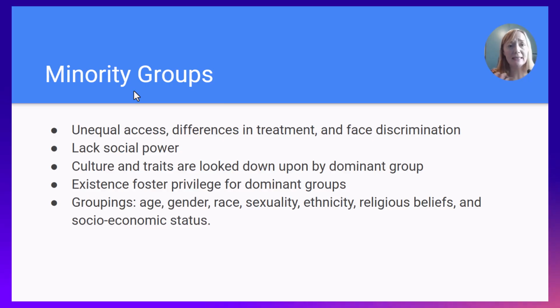And the existence of these minority groups is what fosters privilege, right? The idea that if you can oppress certain groups, then you can provide privilege to others. And just to keep in mind, to be a minority, it doesn't have to be by race. It could be by age, gender, race, sexuality, ethnicity, religious beliefs, and socioeconomic status. Any one of those groups can be a minority because they lack social power and they're treated differently and they're looked down upon. And by oppressing them, you're creating privilege. All right. So again, it doesn't have to be race. It is race a lot of times, but it can be other things as well.